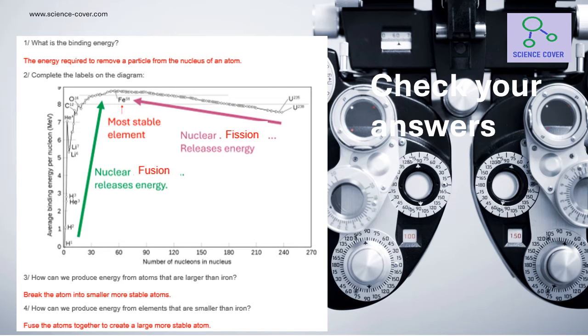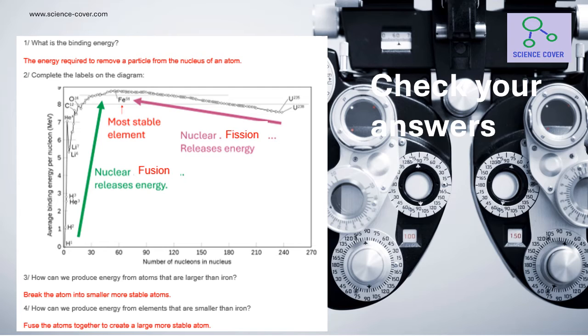Let's check our answers. What is the binding energy? This is the energy required to remove a particle from the nucleus of an atom. Complete the labels on the diagram. On the left-hand side, we have nuclear fusion. Iron is the most stable element. And on the right-hand side, nuclear fission is releasing energy.